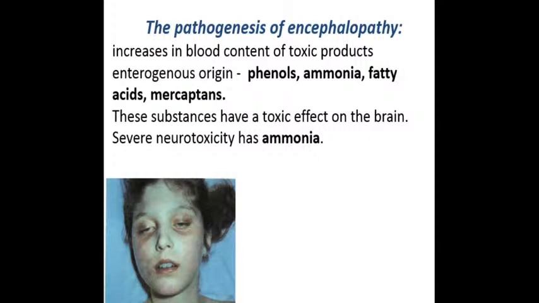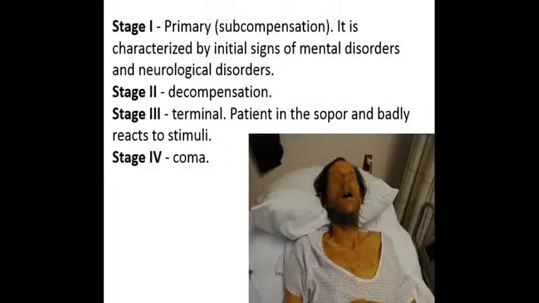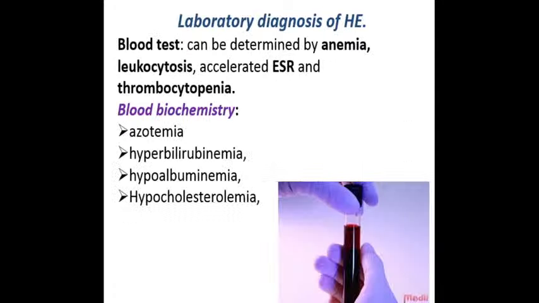Severe neurotoxicity has ammonia. The first stage, primary. It is characterized by initial signs of mental disorder and neurological disorder. Second stage, it is decompensation. Third stage, terminal. The patient is in a stupor and badly reacts to the stimuli. And fourth stage, it is coma.